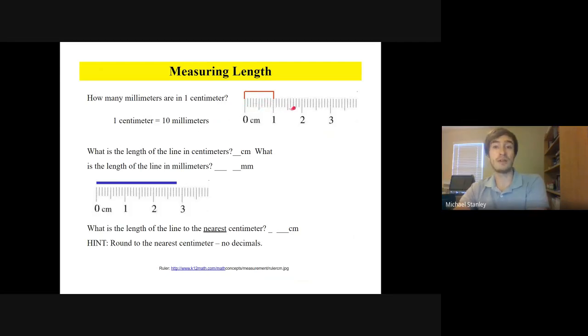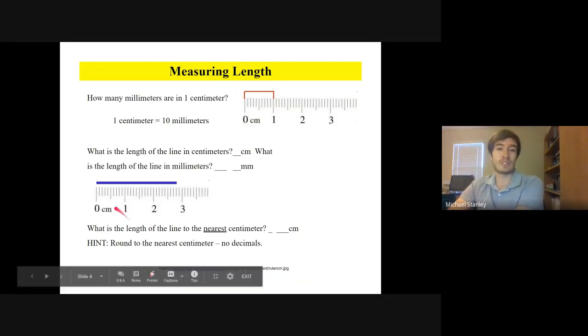So again, here we have a rough approximation of some centimeters and millimeters up here. If you have 1 centimeter, then if we counted each one of these little lines in here, we'd have 1, 2, 3, 4, 5, 6, 7, 8, 9, 10. 10 millimeters go into each centimeter.